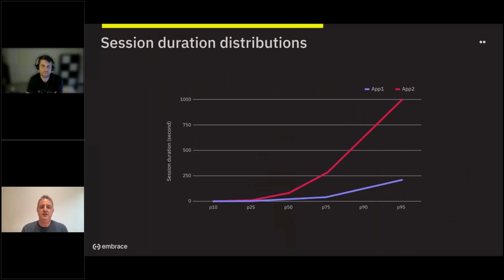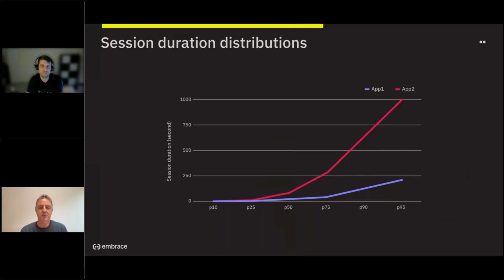The other thing, just to give a sense of how long sessions can be: if you compare this to what I mentioned earlier, where you want network requests to take on the order of milliseconds, session durations in mobile are much, much longer. If you look at the vertical scale, it's in seconds, not milliseconds.